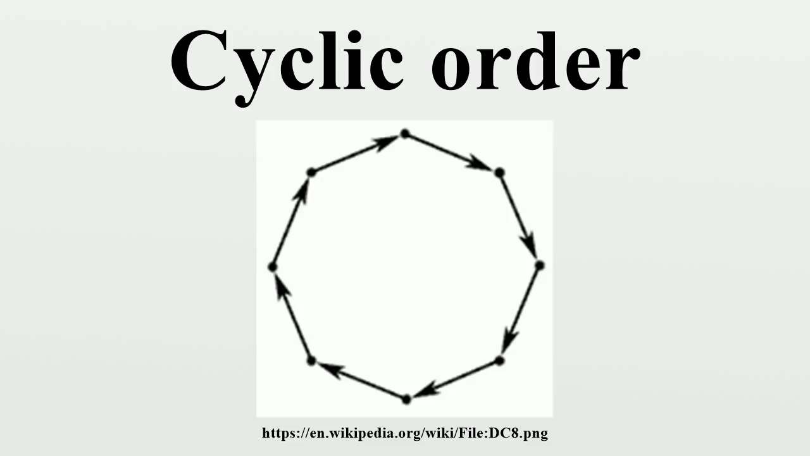Cyclic orders are closely related to the more familiar linear orders, which arrange objects in a line. Any linear order can be bent into a circle, and any cyclic order can be cut at a point, resulting in a line. These operations, along with the related constructions of intervals and covering maps, mean that questions about cyclic orders can often be transformed into questions about linear orders.